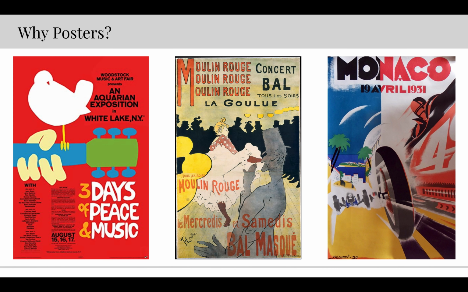How many boomers who attended the first Woodstock would never part with their concert posters? How many people were inspired to visit the Moulin Rouge because of Toulouse-Lautrec's lush depictions of fun and decadence? And how many automotive fans would sigh at Roberto Ferrucci's Monaco Grand Prix 1931?